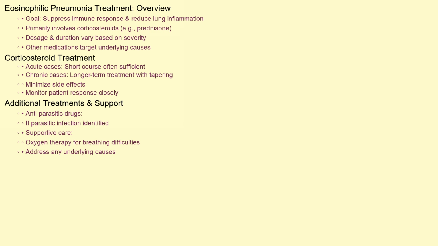In addition to corticosteroids, other medications may be used to address underlying causes. For example, anti-parasitic drugs may be used if a parasitic infection is identified. Supportive care, such as oxygen therapy, may be necessary to manage breathing difficulties.